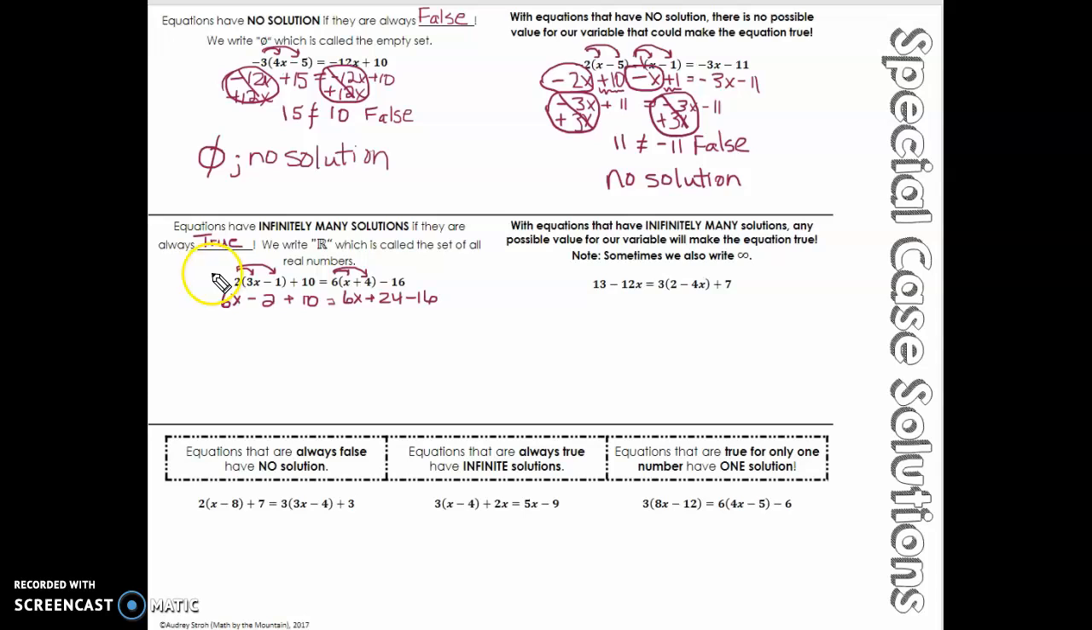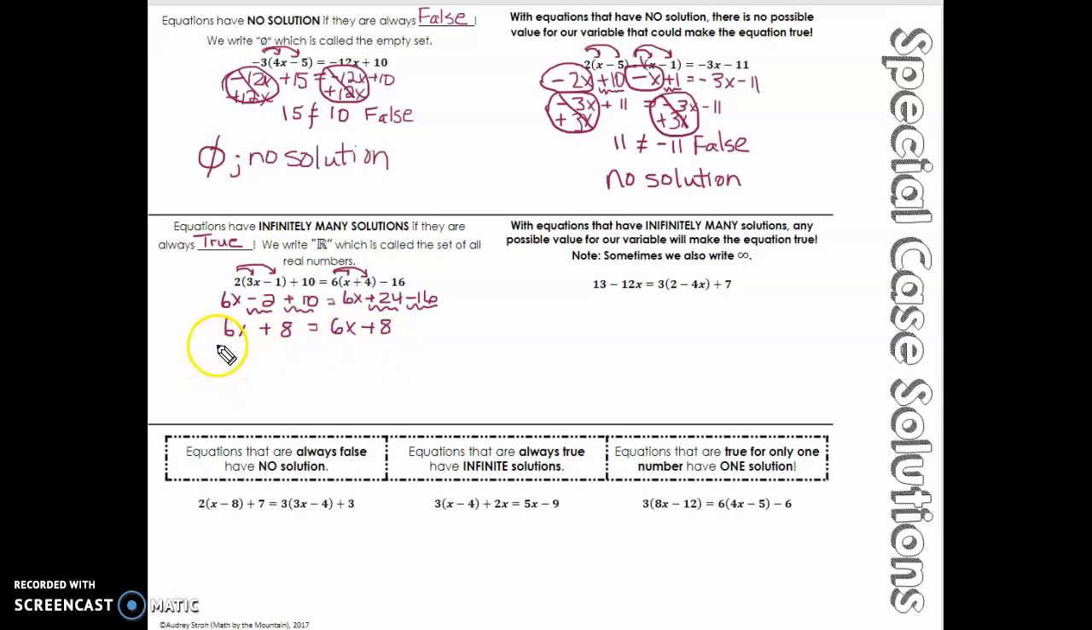So now I need to combine like terms. On the left side, I only have the 6x term, so that's the only term there. If there's nothing to combine, I'm going to bring that down. I have a negative 2 and a positive 10. That does combine to equal 8. On the right side, I have 6x plus 24 minus 16. 6x is the only variable term, so I'm going to write that down. And then I have 24 and negative 16 that can be added together. That gives me plus 8.